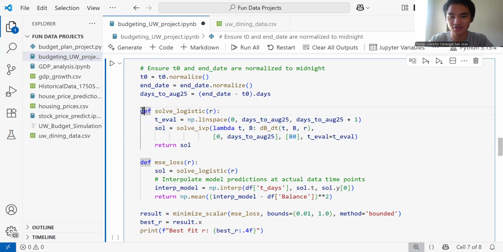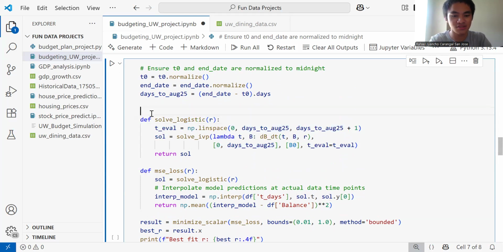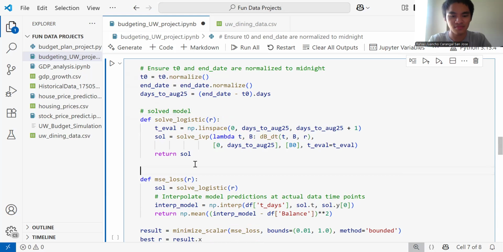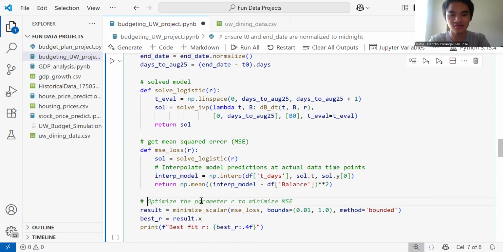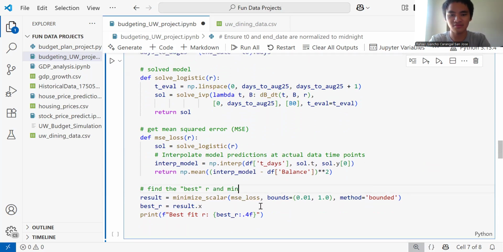So okay, let me actually put comments here. This is when I solve the model. This is when I get mean squared error, also known as MSE. And then this is when I find the best R and minimize MSE.